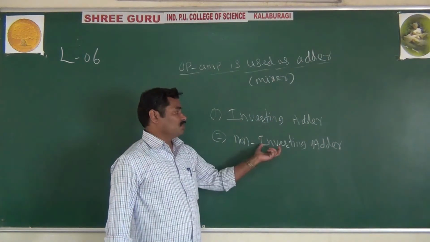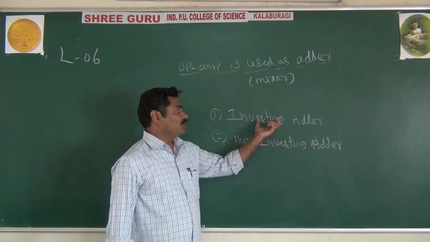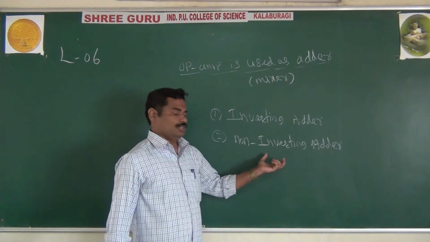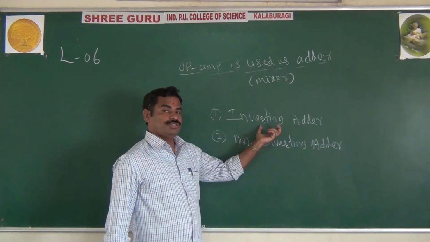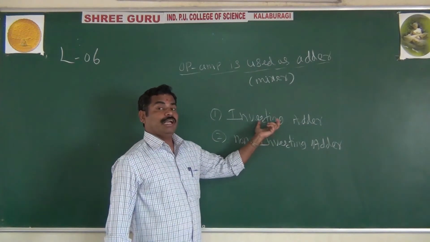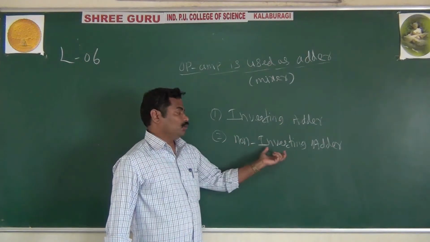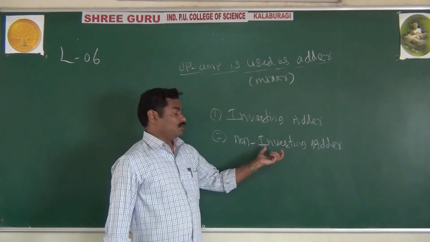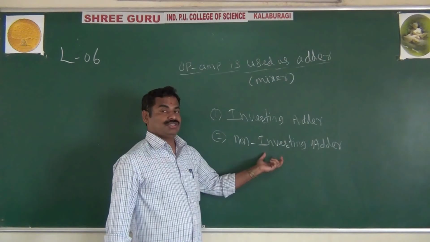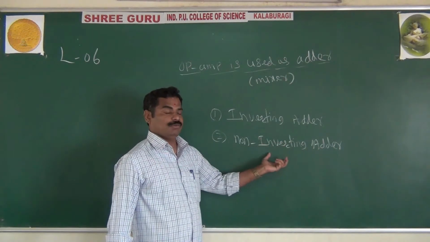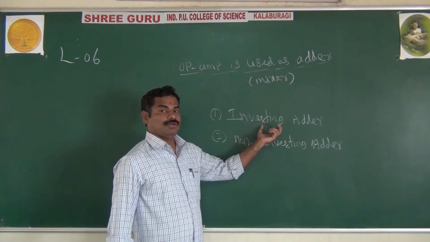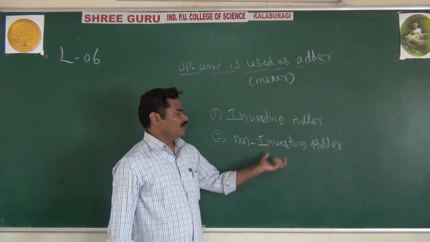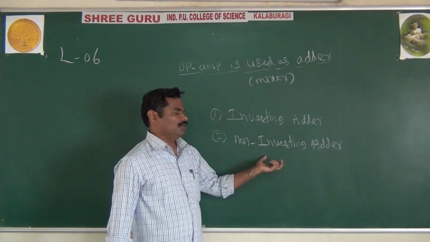And what is the major difference between inverting adder and non-inverting adder? No doubt, here also you can add the signals, here also you can add the signals. But as we know here, the output voltage is equal to the negative sum of the input voltages. But here the output voltage is equal to the sum of the input voltages. You are not having any sign change, or any phase shift between input and output. Here you are having some sign change, or some phase difference between input and output. That is the difference between inverting adder and non-inverting adder.